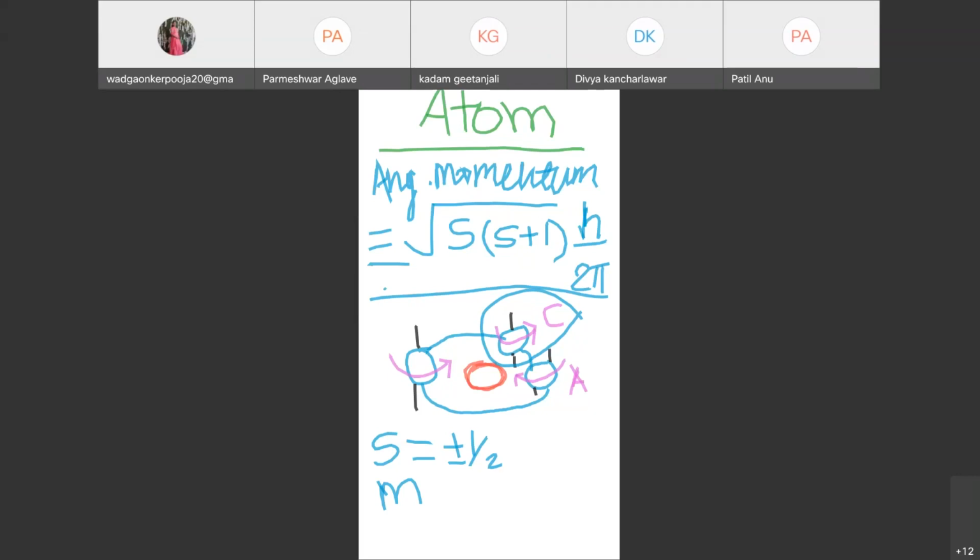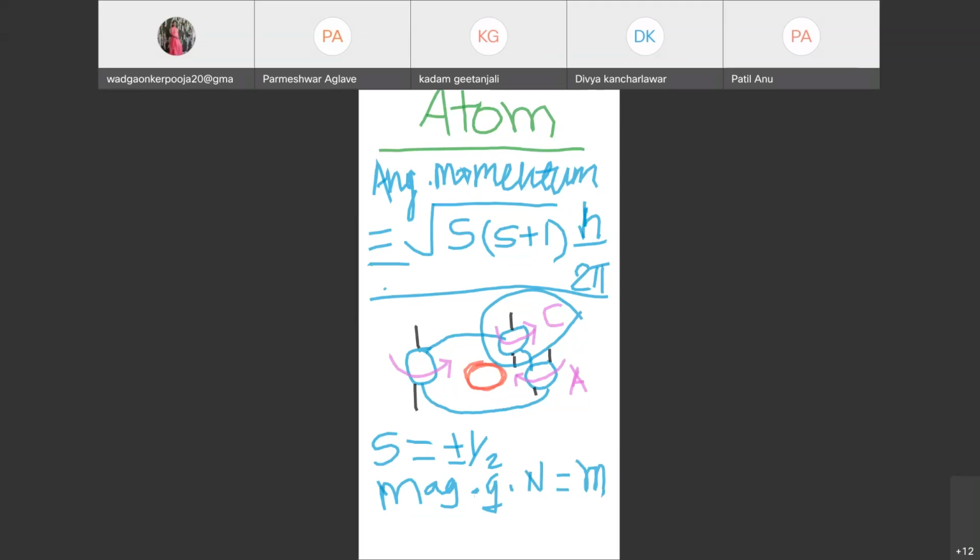Now, I'm turning to the next quantum number, and that quantum number is m, which is nothing but the magnetic quantum number. First of all, we will look at it as m. And here we are dealing with the spin of that electron, the spin of that nucleus. After some time, I'll tell you what that nucleus is.